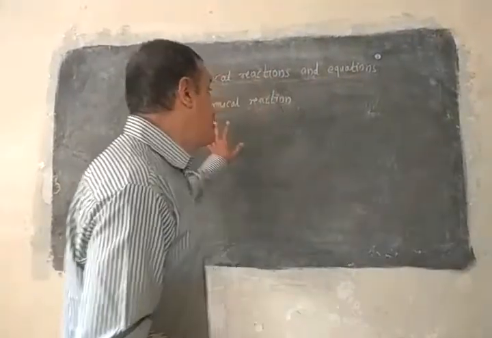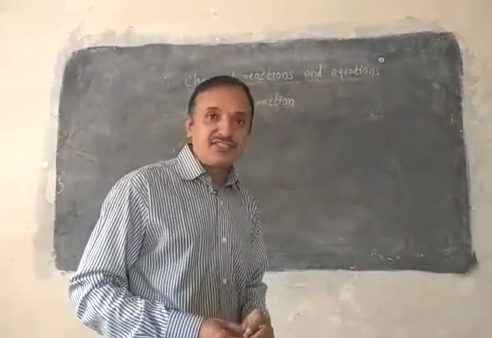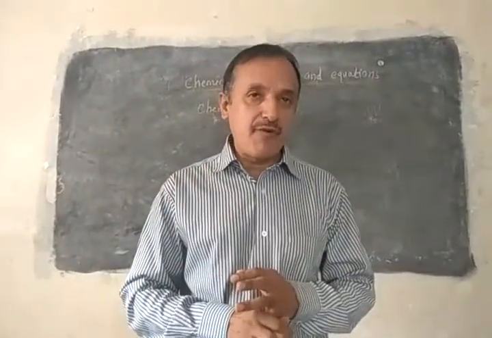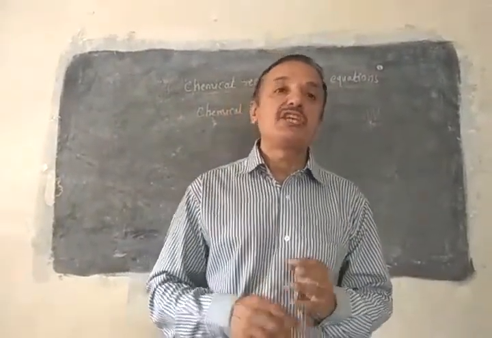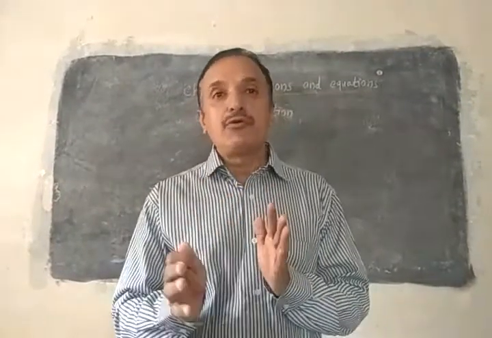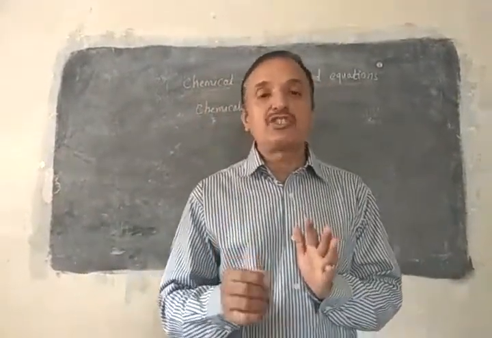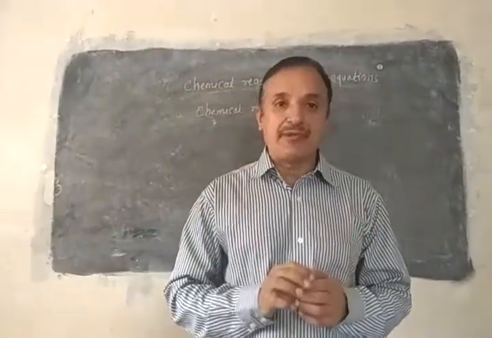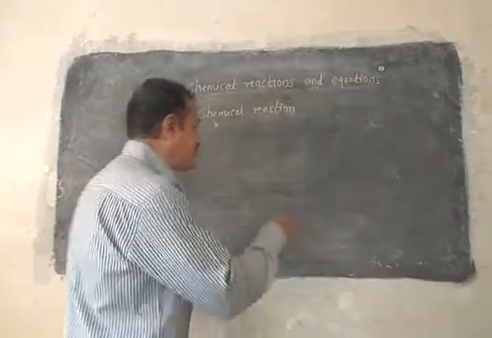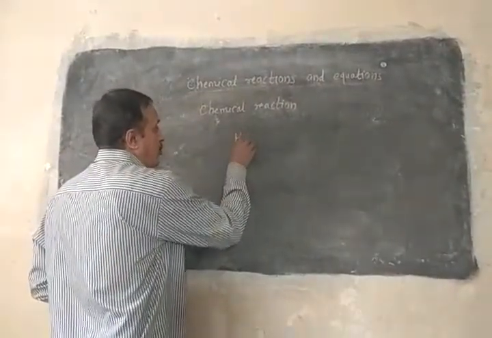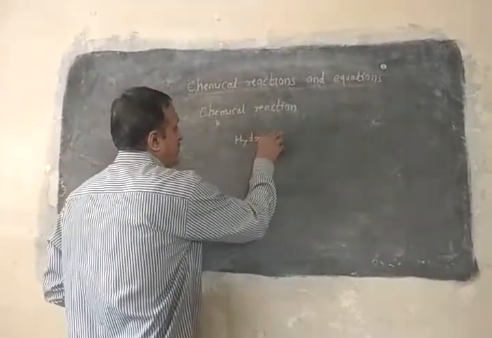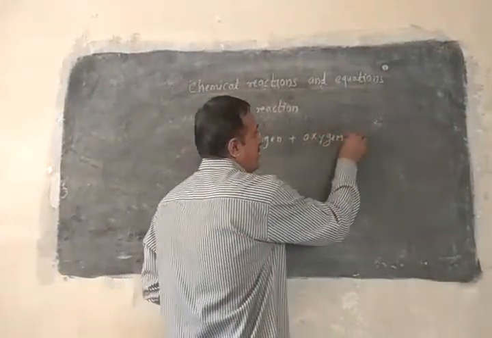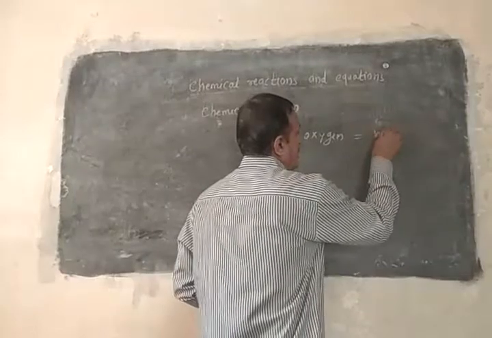Now, let us begin with chemical reactions. In chemical reactions, new substances are formed, that is, a compound is formed, and its properties totally change. Suppose hydrogen and oxygen both get combined, and from that we get water.